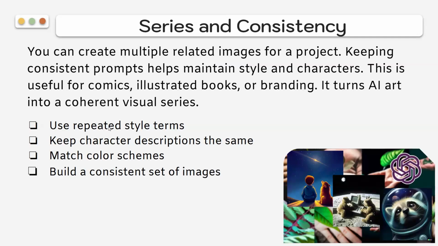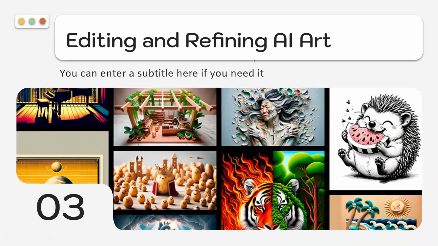You could use repeated style terms. You could keep characters' descriptions the same. You could match color schemes, and you could also build a consistent set of images to keep the consistency of your pictures. Now, three is editing and refining AI art.